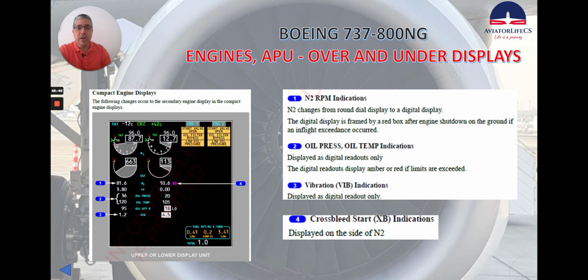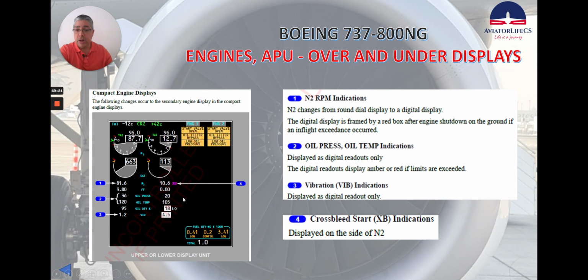And to complete the over and under displays, we will be talking about the compact engine displays. The following changes occur to the secondary engine display in the compact engine displays. N2 RPM indications, as you can see them here. N2 changes from a round dial display to a digital display. The digital display is framed by a red box after engine shutdown on the ground if an in-flight exceedance occurred.